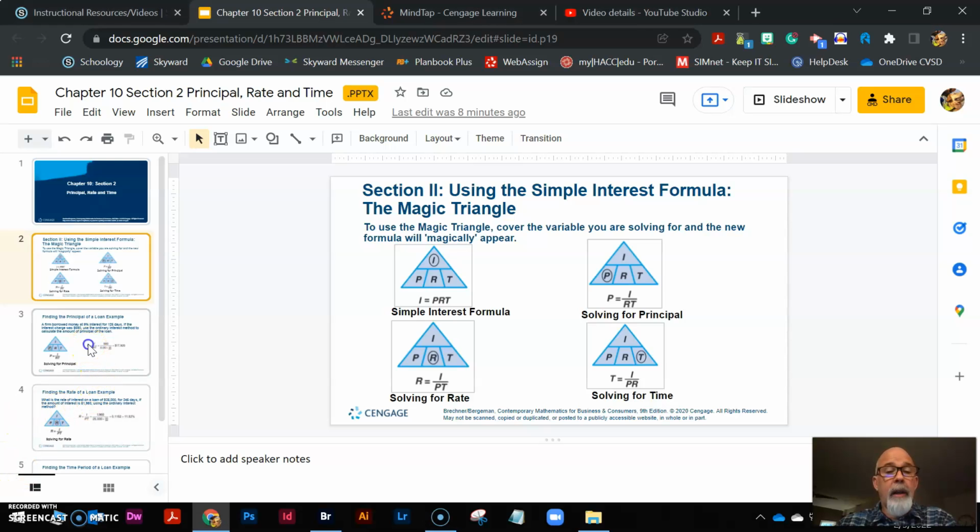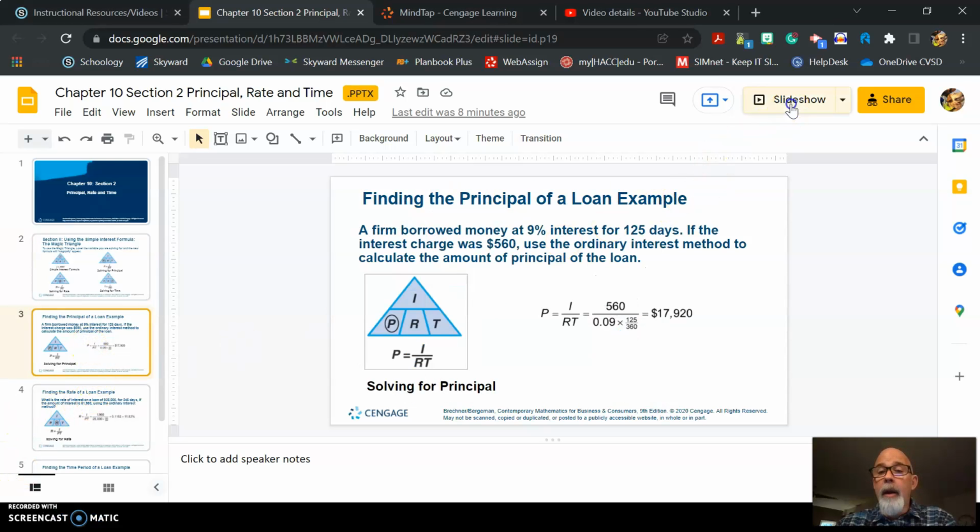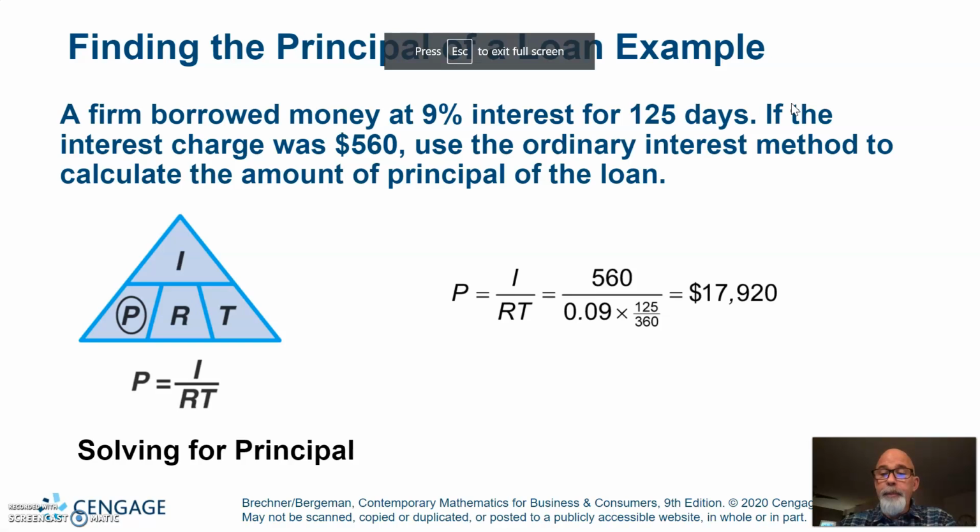Let's directly look at that in this one here. So over here we have our magic triangle. Again, we have our interest at the very top, principal and rate. In this case, we need to find out the principal of the loan. The wording on the problem would be something like this: they're going to give you the interest, they're going to give you the number of days, but you don't know the principal. So again, this is how it's going to be laid out.